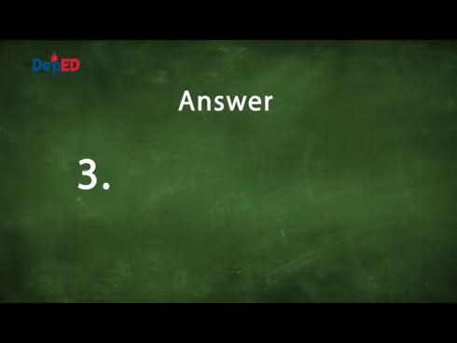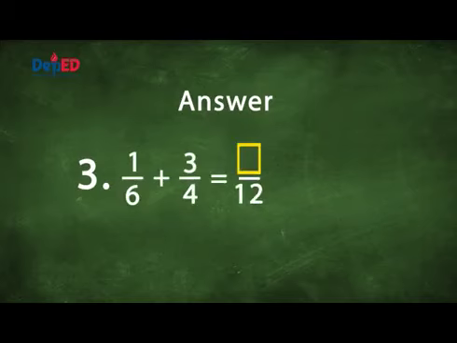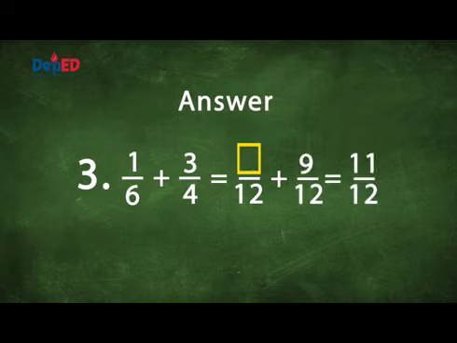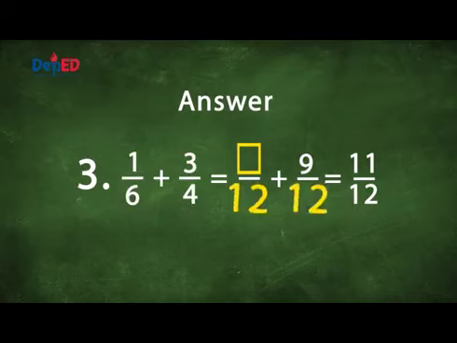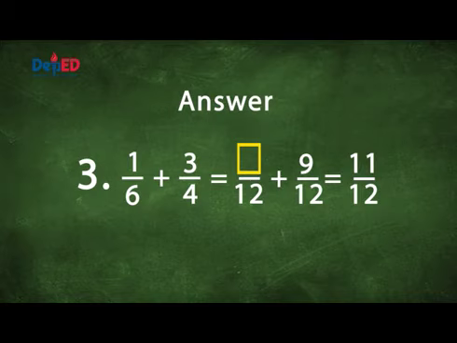Number 3. 1/6 plus 3/4 equals blank/12 plus 9/12 equals 11/12. Step 1. Change fractions to similar fractions through getting the least common denominator or LCD. The LCD of 6 and 4 is 12. Step 2. Divide the LCD by the given denominators and multiply by the given numerators.